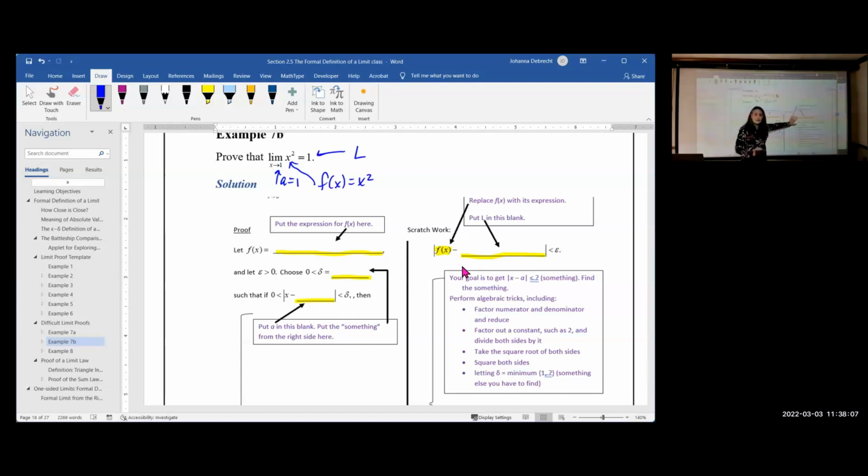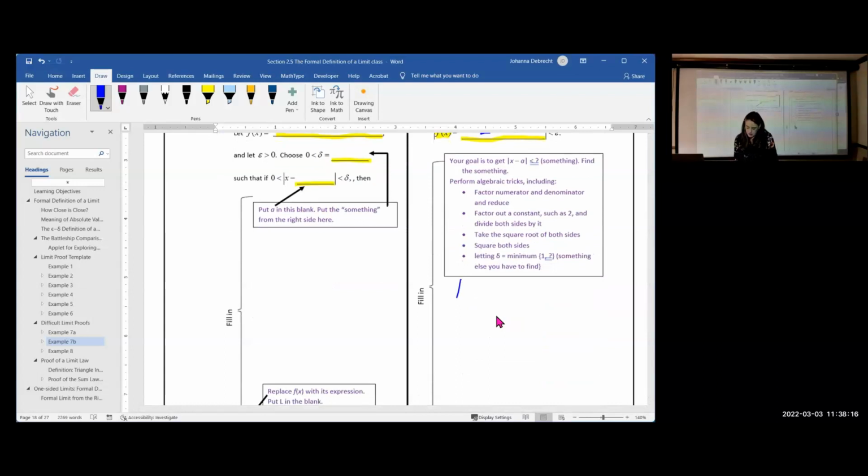Then we're going to start on the Scratchwork side. We always start with f of x minus L. So we're going to again start with the absolute value of x squared minus 1 less than epsilon. This time, however, we're going to use the definition of the absolute value to rewrite this in a different way. This is just a different technique of solving the same type of problem. You can choose which one makes the most sense to you and then use that one to do your proofs.